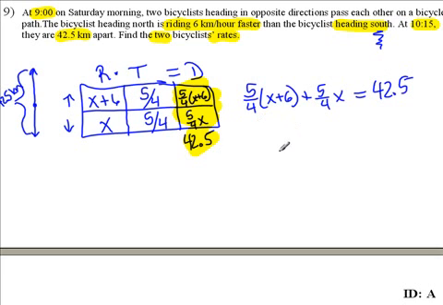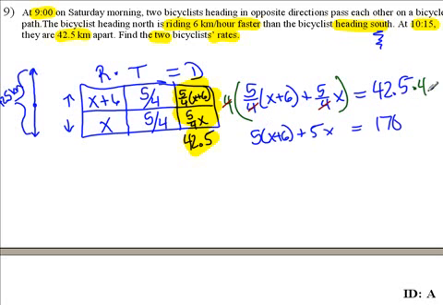So if I solve this equation for x, I'm going to be able to answer that question. So let's go ahead and solve. I don't really like the fractions running around in there, so let's just deal with that right away. Let's multiply both sides by 4 to reduce all those fractions out. Notice when I multiply by 4, 4 times 5/4 reduces out, and 4 times that other 5/4 reduces out too. So that'll just leave me 5 times (x plus 6) plus 5x is equal to 170, which is 42.5 times 4.